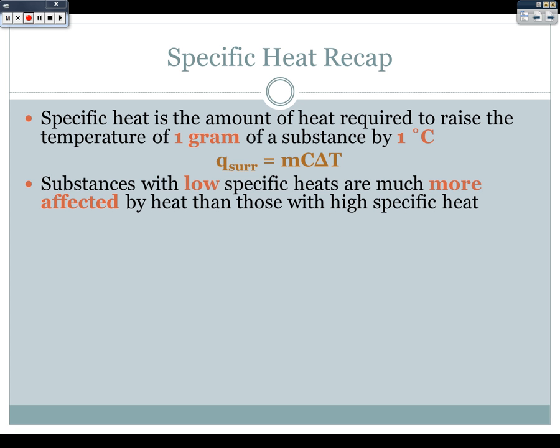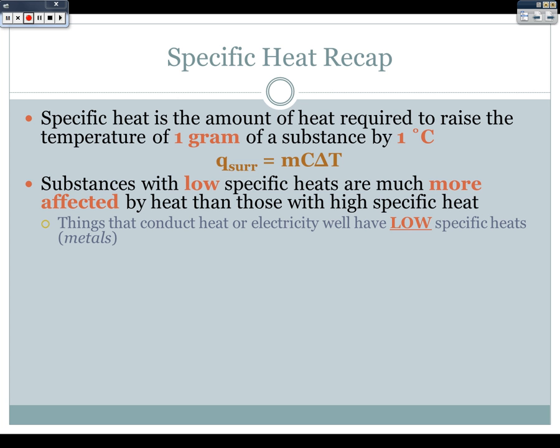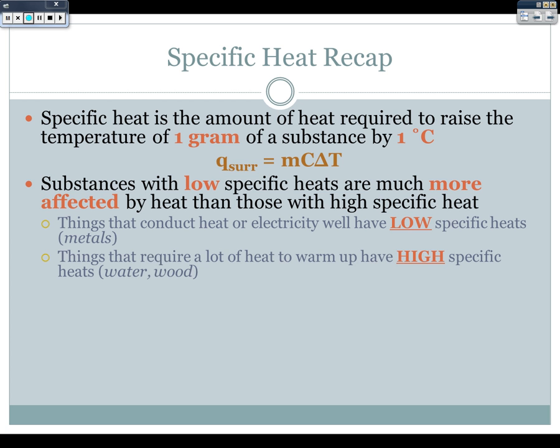Substances with low specific heats are much more affected by heat than those with high specific heat. So for example, things that conduct heat or electricity well have low specific heat, like metals, versus things that require a lot of heat to warm up, having high specific heats, like water or wood. Water has a specific heat of 4.18 joules per gram degree Celsius, whereas copper or aluminum has a specific heat of 0.9 joules per gram degree Celsius. So 4.18 versus 0.9. Again, things with low specific heats are much more affected by heat than those with high specific heats.